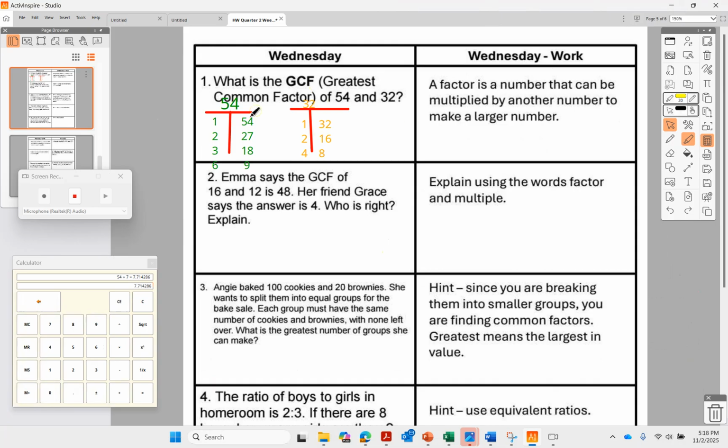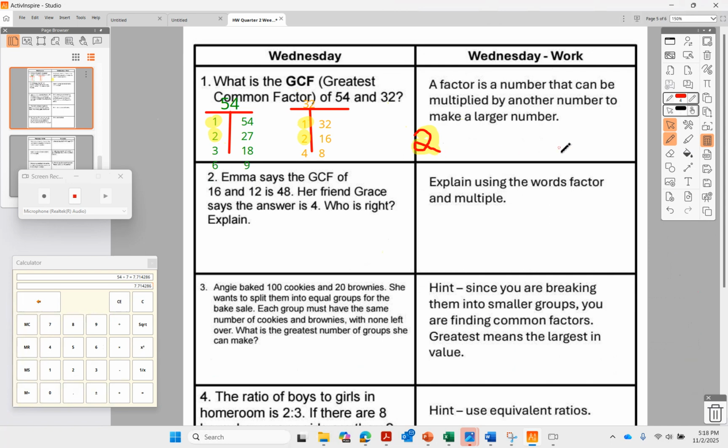So which ones do they have in common? They have 1 in common. They have 2 in common. They do not have 3 in common. They do not have 6 in common. So the greatest common factor of 54 and 32 is actually 2. Let me write that better. Okay?